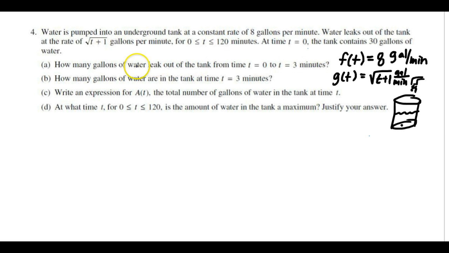Alright, so for part A, I'm being asked specifically about how many gallons leak out of the tank. So f of t was the going in function. So let me go ahead and label these. F of t was the water pouring in, and g of t was the water coming out. So just so we remember that. So for this first part of the problem, I'm only being asked to consider the function g of t, because g of t is the water pouring out, or the water leaking out function. So I'm not concerning myself with f of t at all.